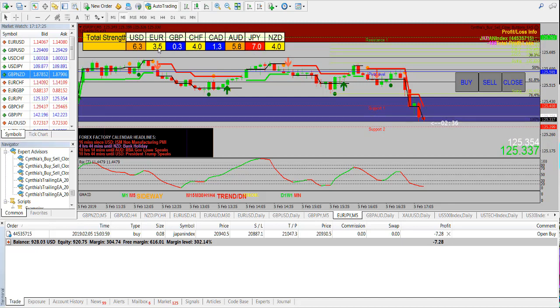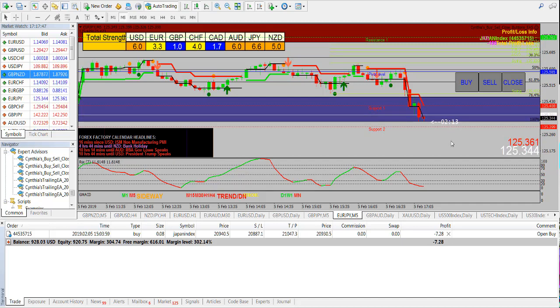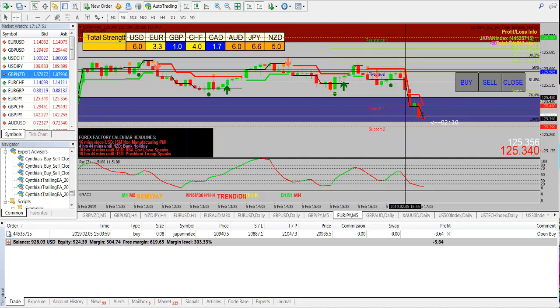So if I see the euro keep weakening, however, like I said, I would like to see some kind of pullback. Ideally, I would like to see a pullback at least back up to support 1, which actually would act as resistance, because at this point support becomes resistance. And then if the price starts coming down, then I would consider jumping in for a sell trade.